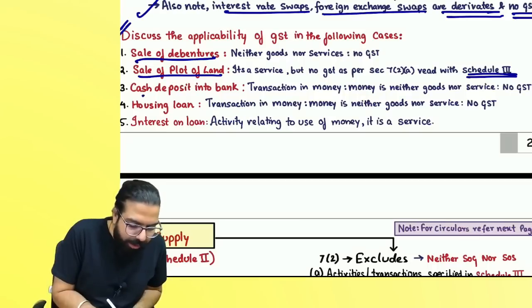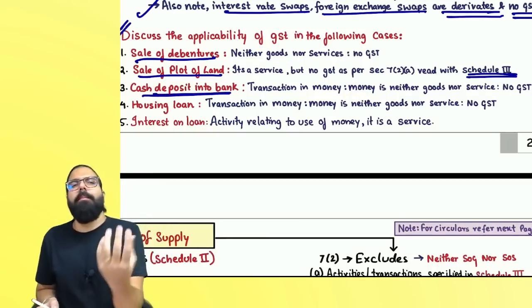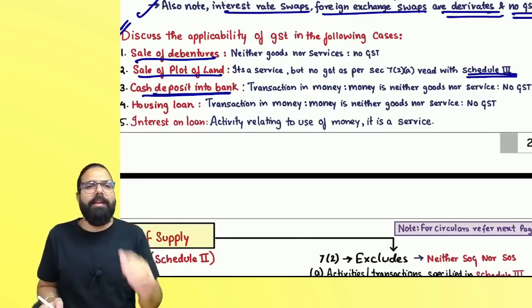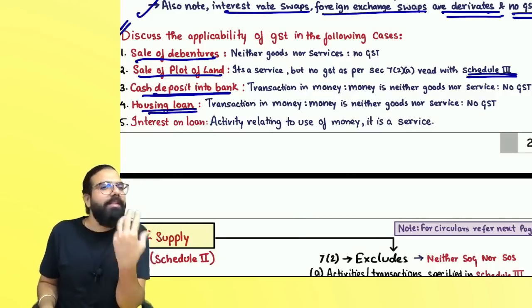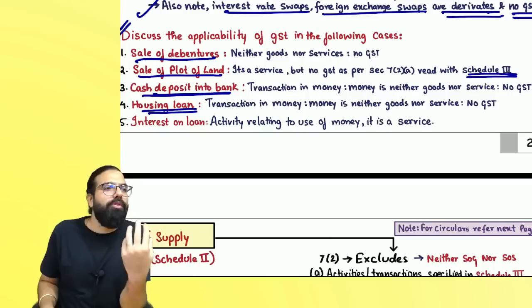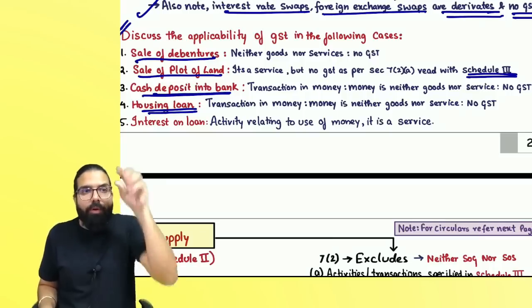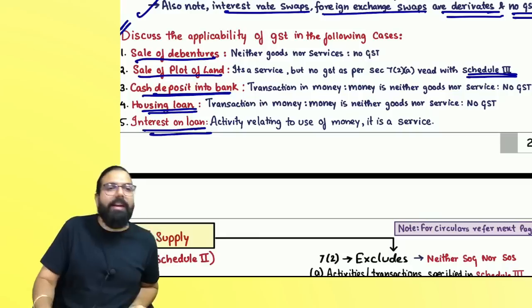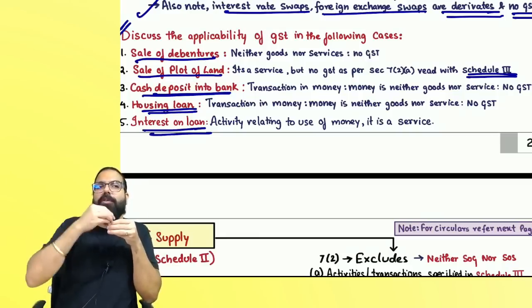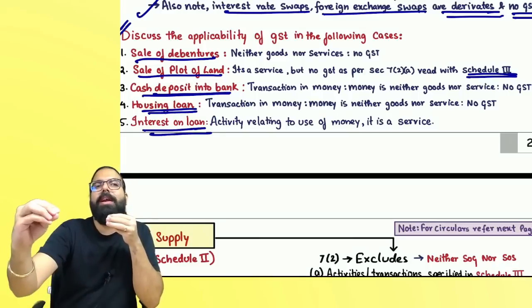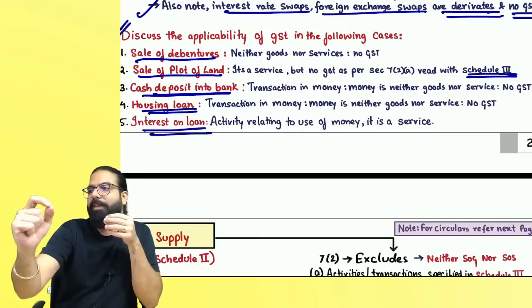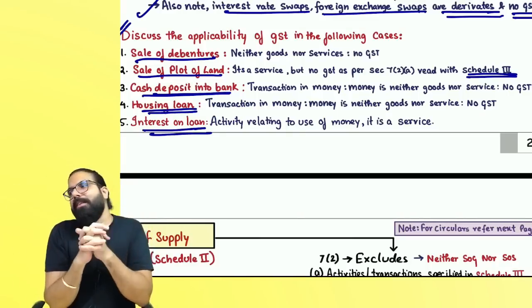The next one over here is cash deposited into bank. Cash is a transaction in money, neither goods nor service. Housing loan amount is just a transaction in money, neither goods nor service. But behind the loan, the interest which is there is because somebody has given you the money to use. So the activity relating to use of money, for which you pay interest, always remember, that activity is a service.